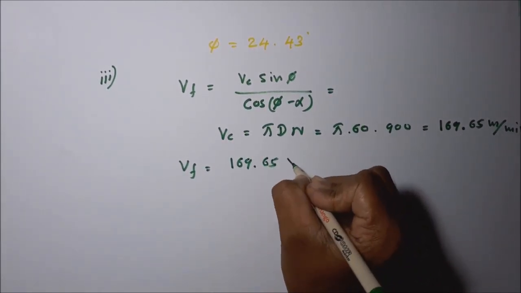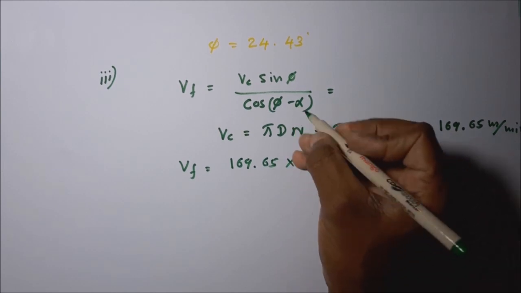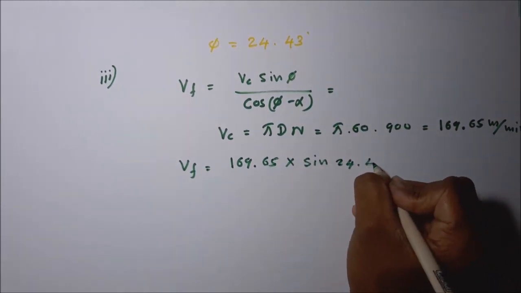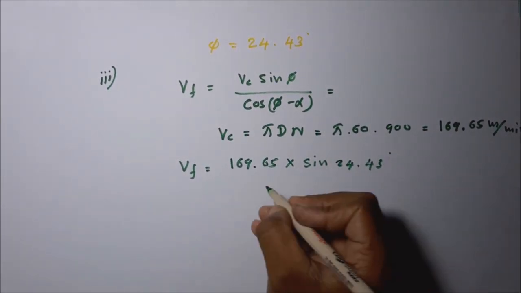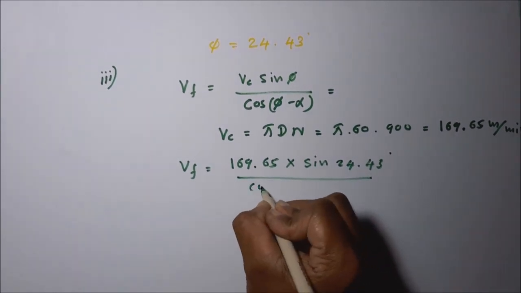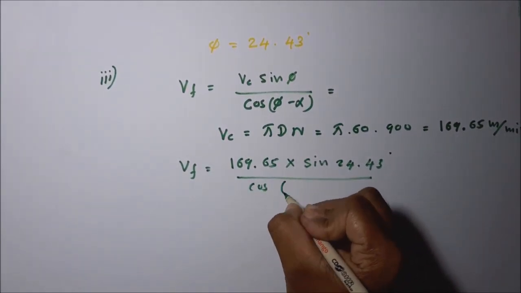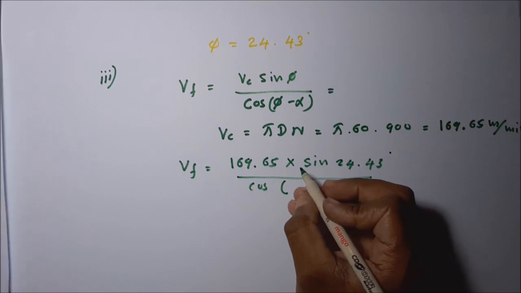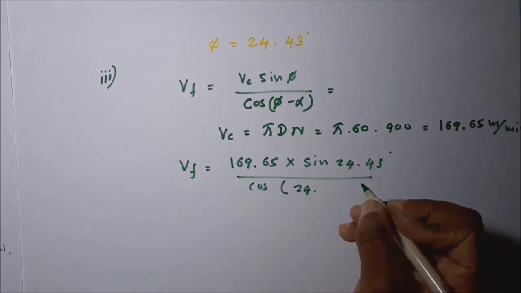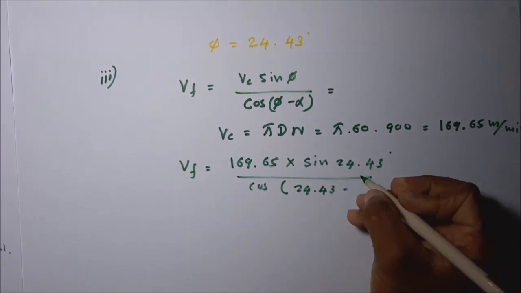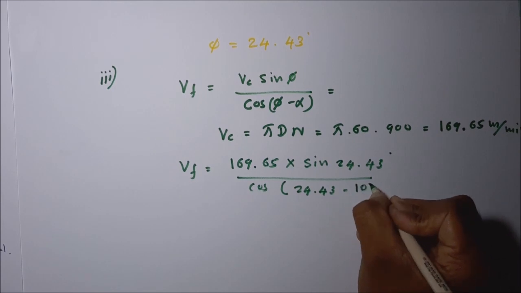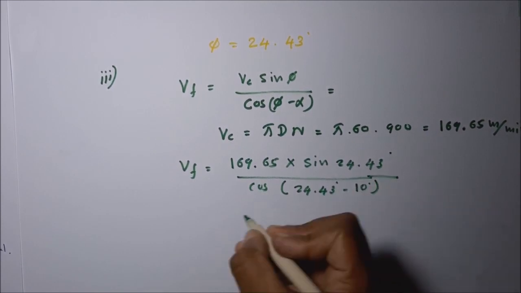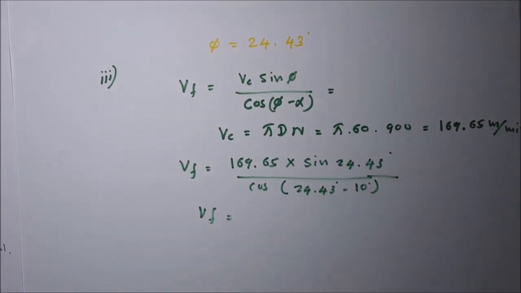Then we can find the Vf. 169.65 into sine phi, 24.43, divided by cos of phi minus alpha. What is phi? 24.43 minus alpha. Alpha means rake angle, 10 degrees. Okay, then what is the Vf? Here it is.